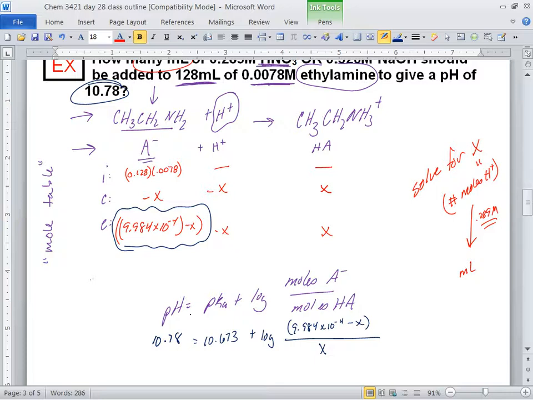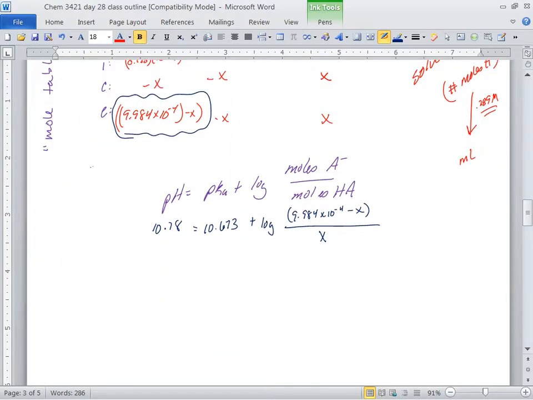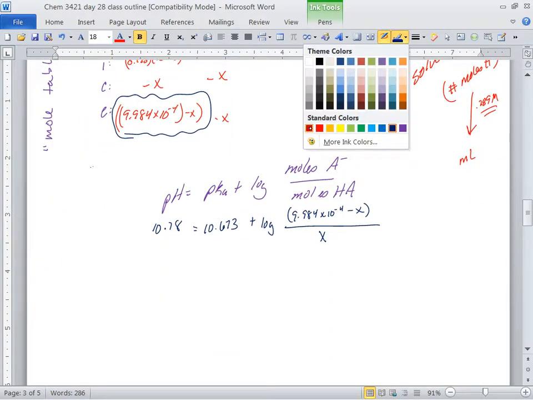Dr. Smith, do you say 10 to the power on each side, or each side to the 10 power? Each side has to be to the 10 power. I thought it was 10 raised to the 10, so you're going to take 10.78 minus 10.673, whatever you get. It has to be 10 to that power, and then 10 to the log of this thing, but the log and the 10 disappear because they're inverses. See what you get.